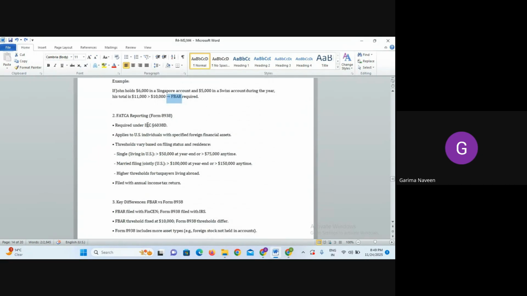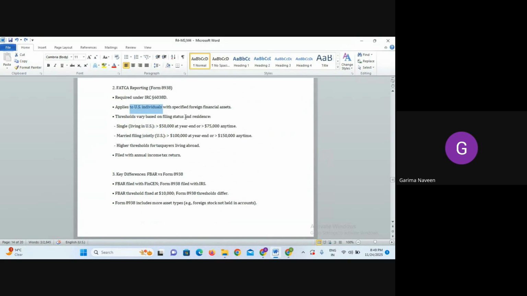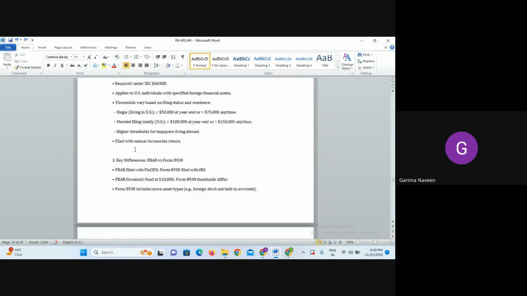It is required under the Internal Revenue Code. Basically, it applies to US individuals if they have a certain financial amount in foreign accounts. The threshold varies based on the filing status and residency. It is filed with the annual income tax return.